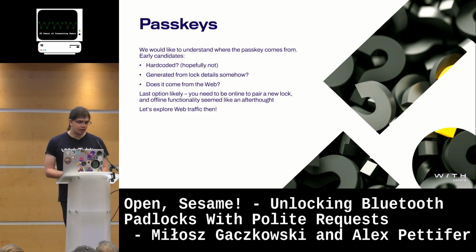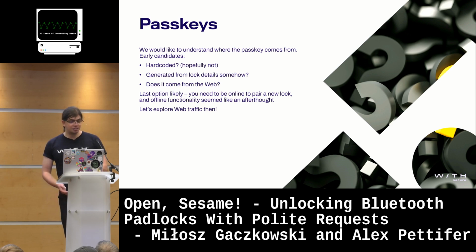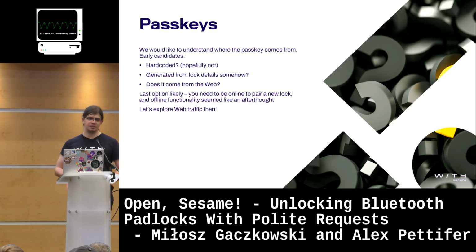At the time, we only had one lock, so one potential hypothesis was, is it hard-coded? Hopefully not, but we've already seen some interesting stuff, so maybe. Could it be generated from the lock details somehow? That seems quite likely, but we weren't able to identify a pattern, so as far as we know, no, maybe they are. Or does it come from the web? That last option seems very likely because the initial setup process requires you to be online. If this was some form of derivation, considering how lazy they have been with the application otherwise, that would have happened on the client side. There would be no need for client-server communication.